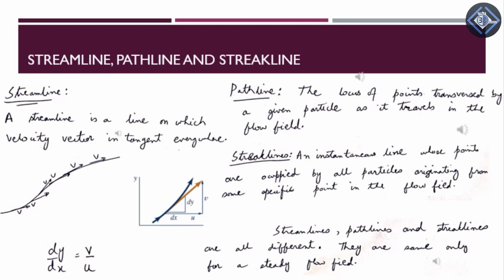So a single point, so that's simply speaking, pathline. You can think about pathline as being the trajectory of a fluid particle, because it's the locus of points traversed by a given particle as it travels in the flow field. So, and the streak line.